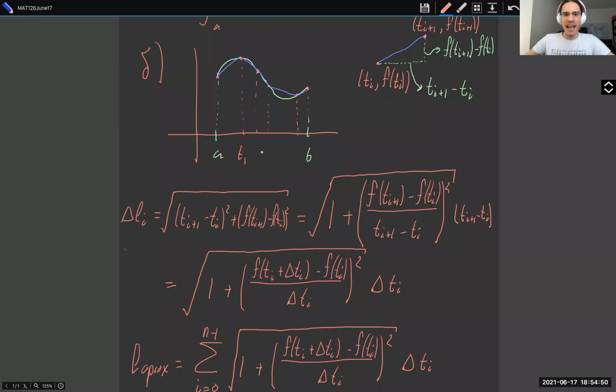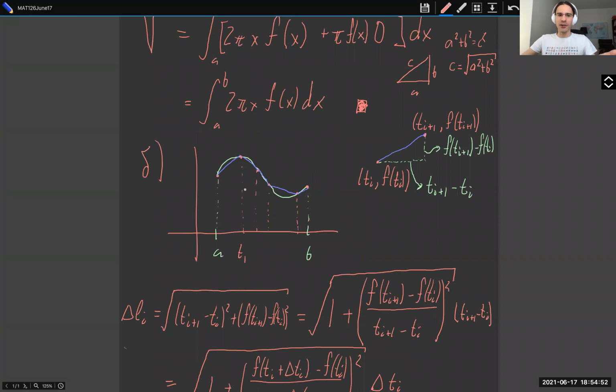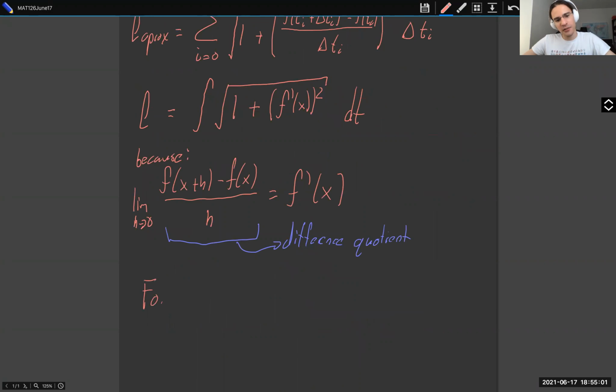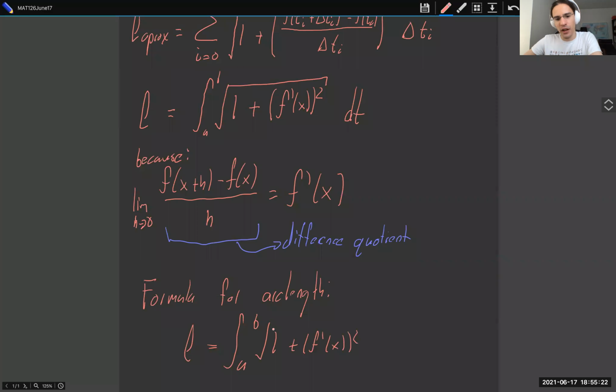If we believe that as we make this thing finer and finer, the length of the blue curve approximates the length of the green curve, then we get the formula for arc length, which is that L is equal to the integral from a to b of the square root of 1 plus the square of the derivative dx.